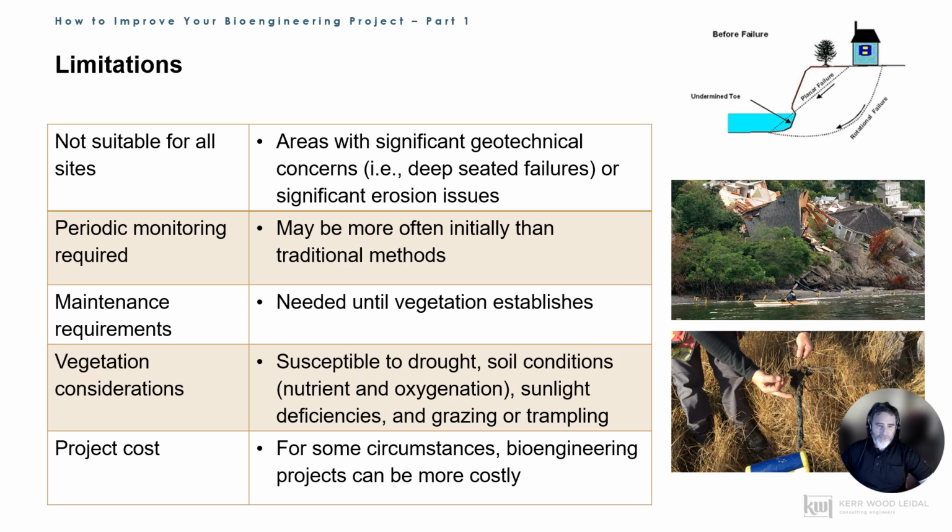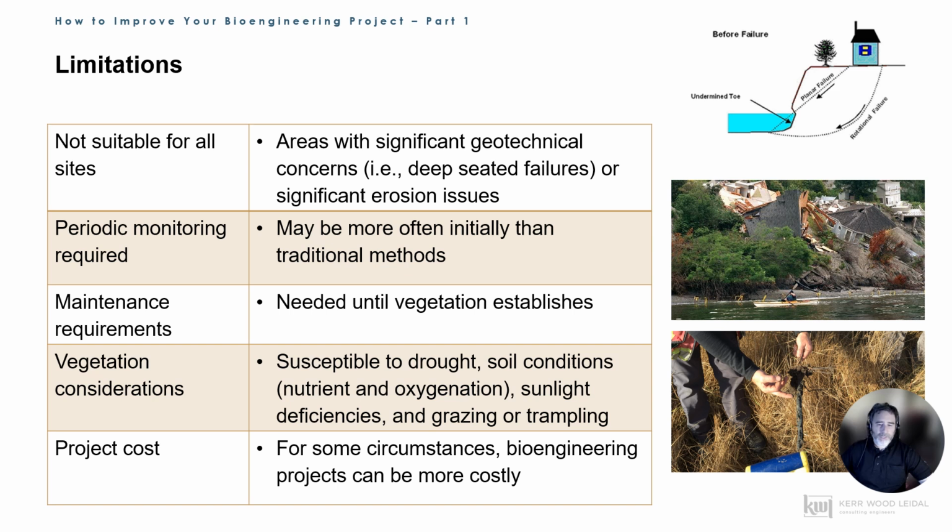For example, vegetation is susceptible to drought and will likely require irrigation in arid locations like southern Alberta. Soil conditions are also important, where conditions that are toxic or inhospitable to vegetation will likely result in low project success. The photo on the bottom right shows a dead cutting that was planted in anaerobic soil conditions, for example. Site aspect and shade conditions also affect vegetation success, as do grazing and trampling.